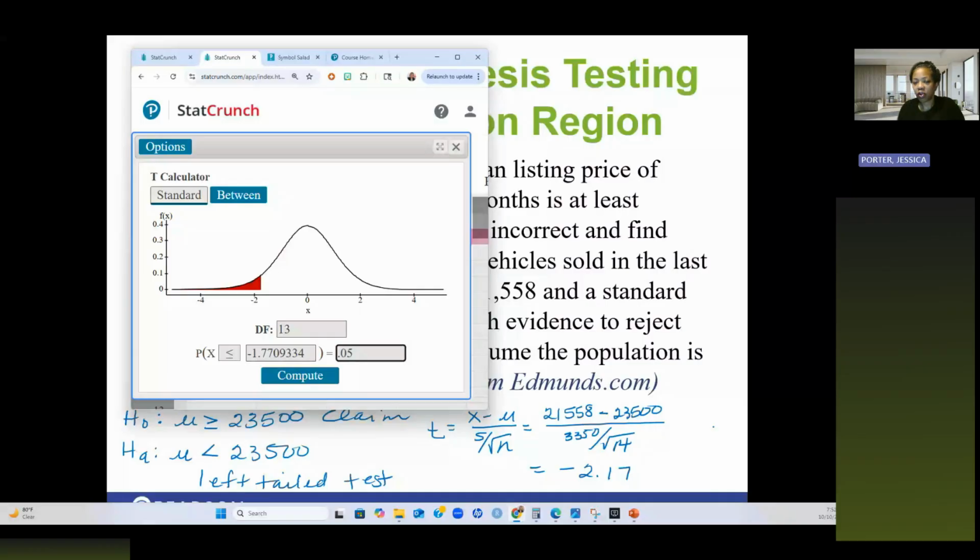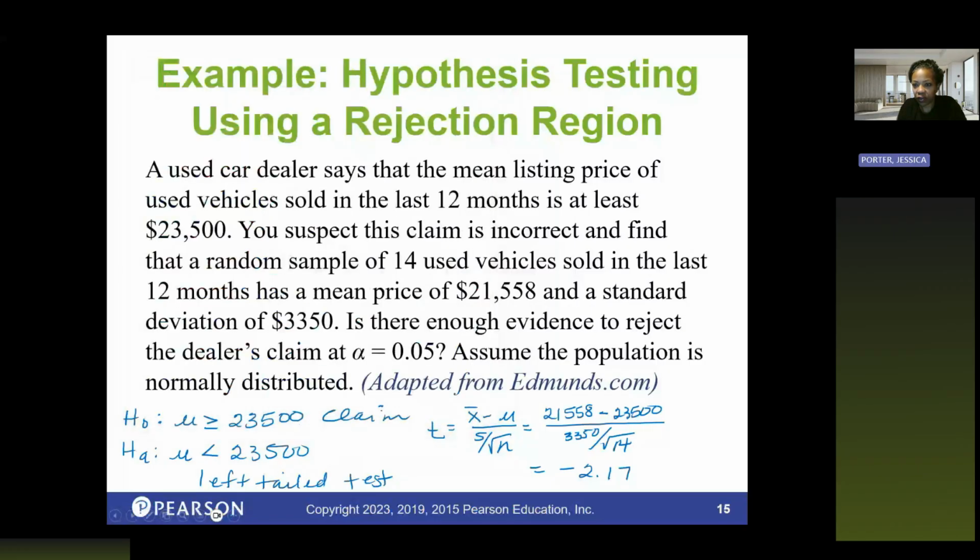So what does this look like? I'm going to put a better graph on screen, but I didn't want to reveal the answer just yet. So let's draw the picture here. What does it look like? This is a left tail test. Our t statistic is negative 2.17.